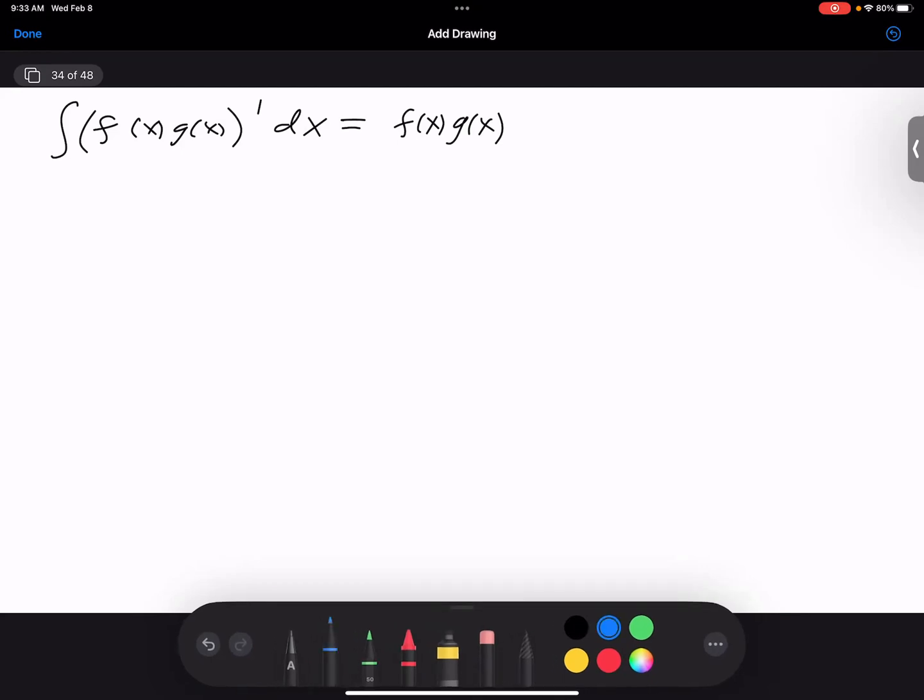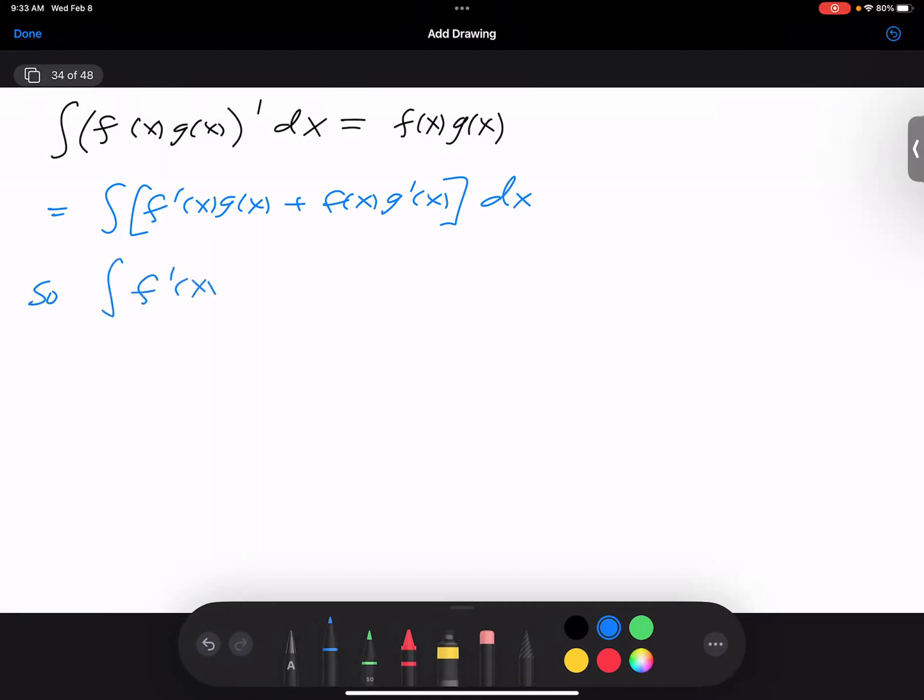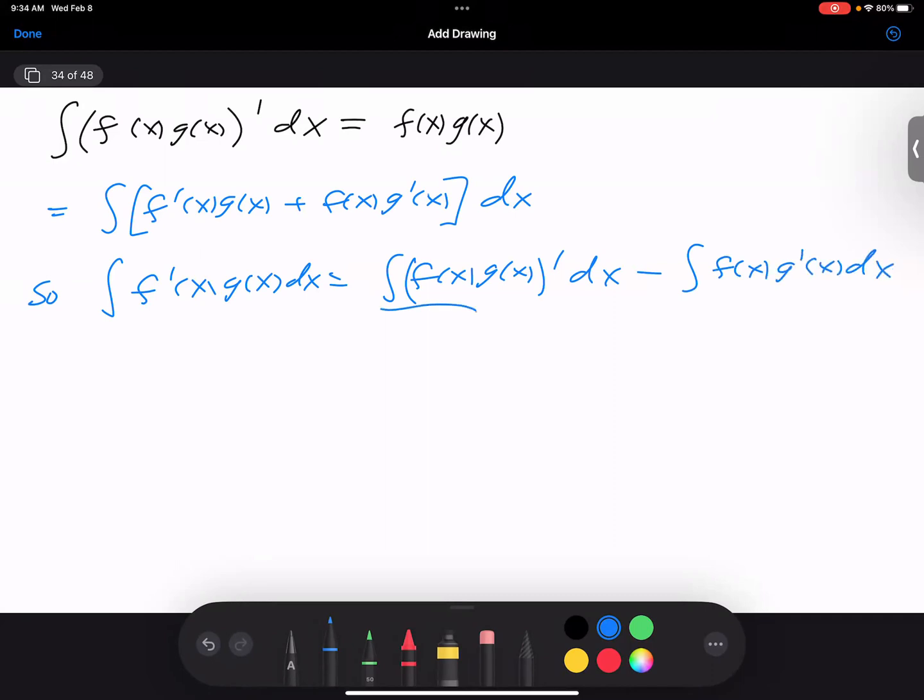Let's expand this. By the product rule, we know this is the integral of f prime of x, g of x plus f of x, g prime of x dx. So the integral of f prime of x, g of x dx would be the integral of f of x, g of x prime dx minus the integral of f of x, g prime of x dx. And this piece here is, of course, just f of x, g of x.